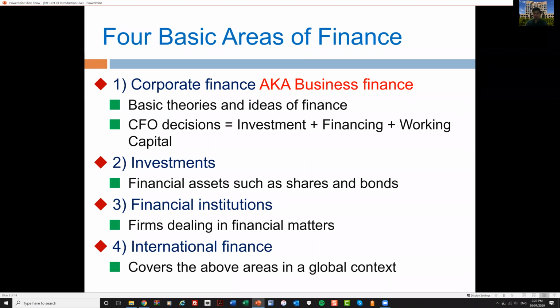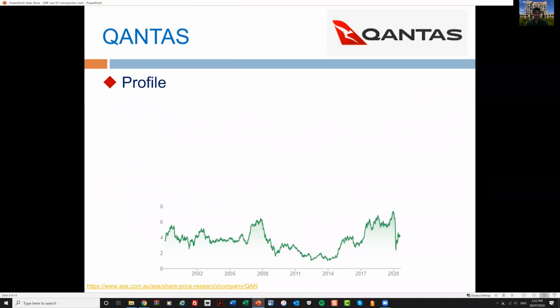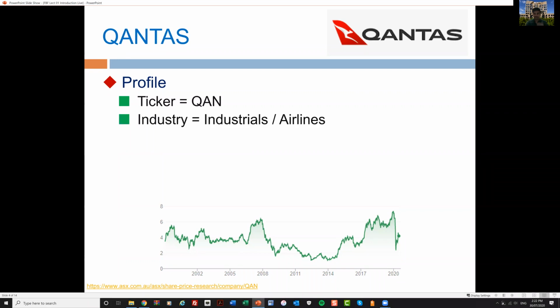All right, so let's start doing something a little bit more interesting. So we're going to talk more about Qantas now. Okay, so earlier we established that Qantas had the trading symbol QAN. Okay, it operates in the airlines industry. If you wanted to buy Qantas today, its price is about $3.52. Does anybody know what ASX stands for?